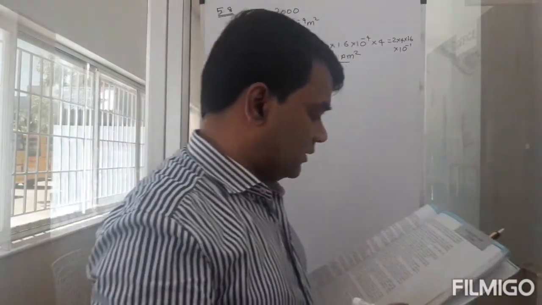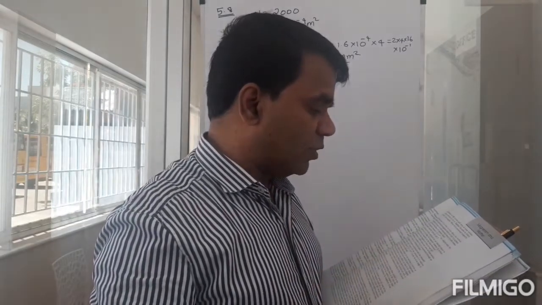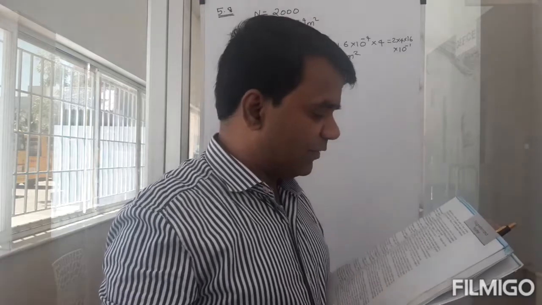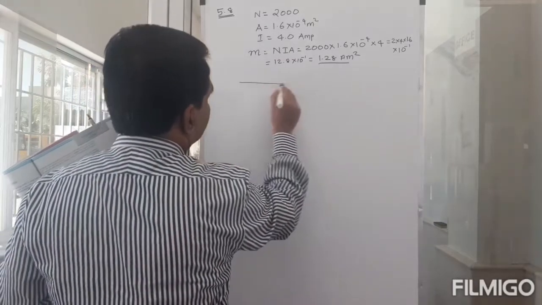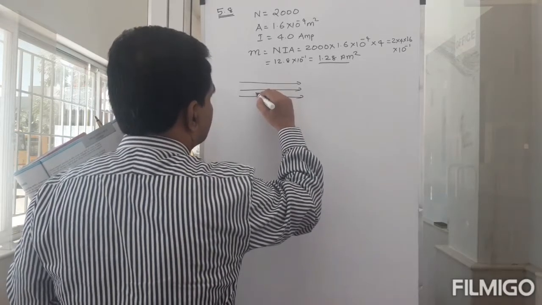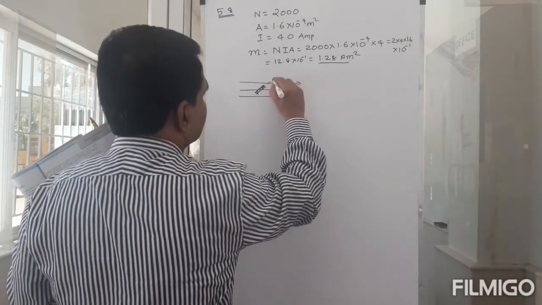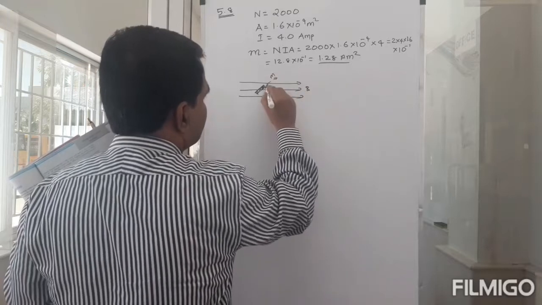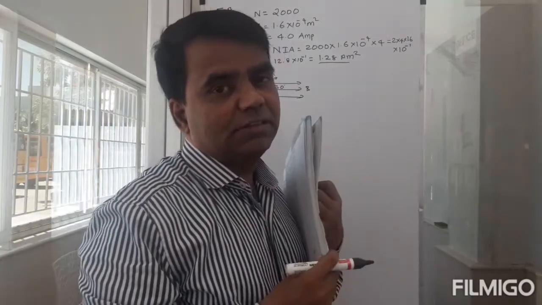What's the second part? The second part is, what is the force and torque on the solenoid if a uniform horizontal magnetic field of 7.5 into 10 power minus 2 Tesla is set up at an angle of 30 degrees with the axis of the solenoid? Okay, so in this part, you have an external B, and in that you keep the solenoid at an angle of 30 degrees. So this is the direction of M, and this is B, and the angle is 30 degrees. Then what's the force? That's the question.